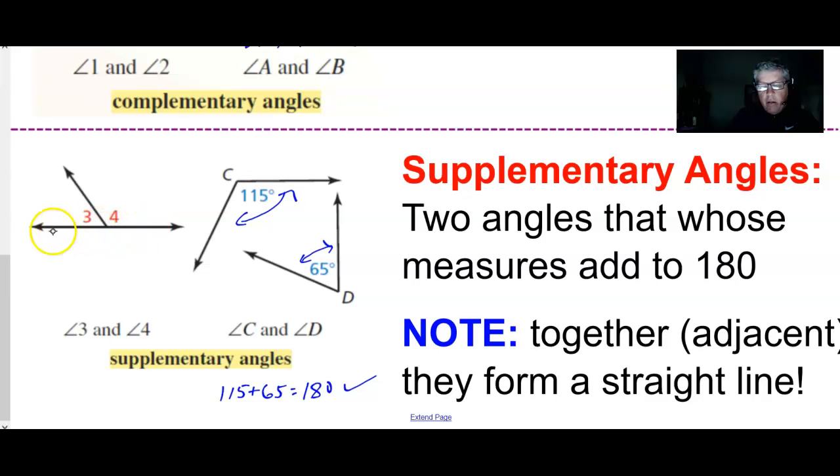And notice how they're along a straight line. Straight line, that implies it is also 180. So that right there is 180 degrees. So therefore 3 and 4 are supplementary. All right, straight line.